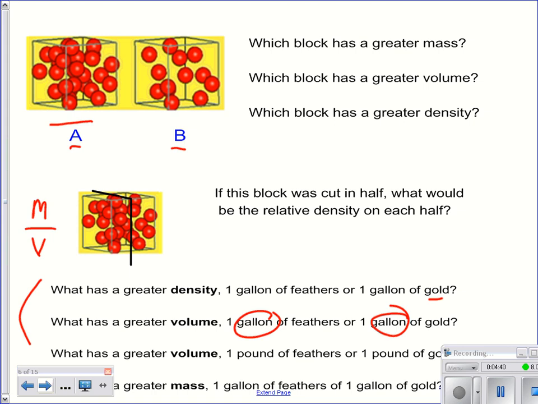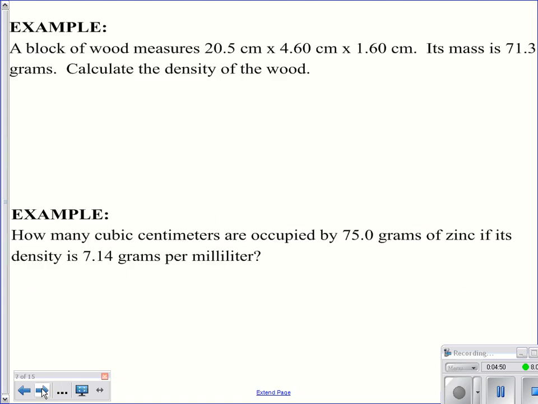You don't have to have much gold for that. And then last one, what has a greater mass? A gallon of feathers or a gallon of gold? A gallon of gold has a greater mass. Okay, good. So now we get to the examples that you guys have in front of you.